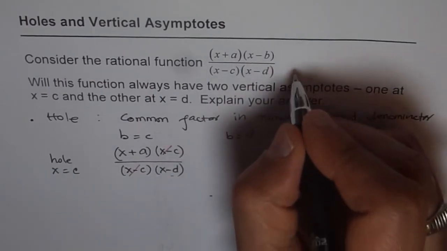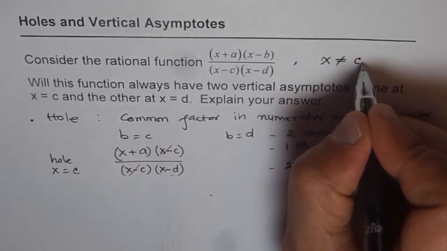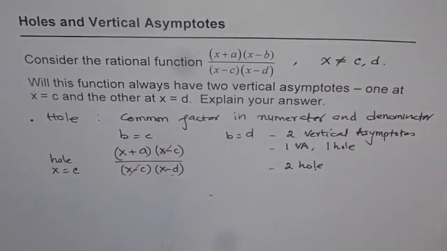And of course, this function has a restriction, and that is x is not equal to c or d. Is it okay? That restriction applies whether it has a hole or a vertical asymptote. But the important thing which I want to get across is that there is a possibility of having two vertical asymptotes, a possibility of having one vertical asymptote and one hole, and also a possibility of having two holes, right?